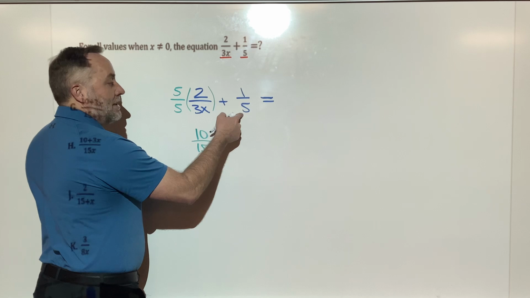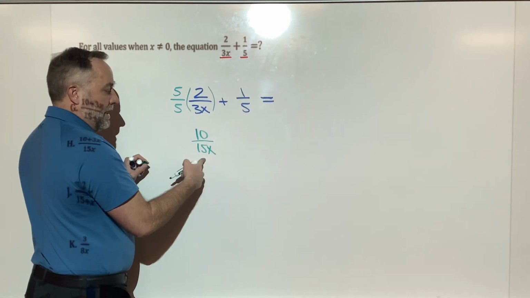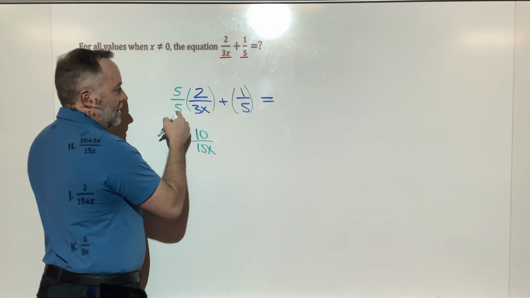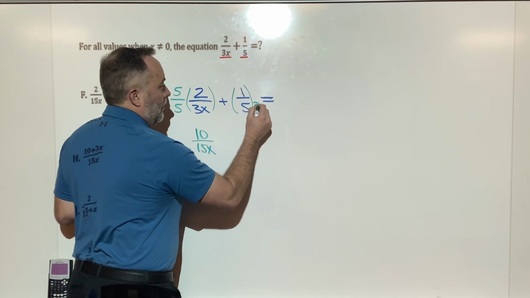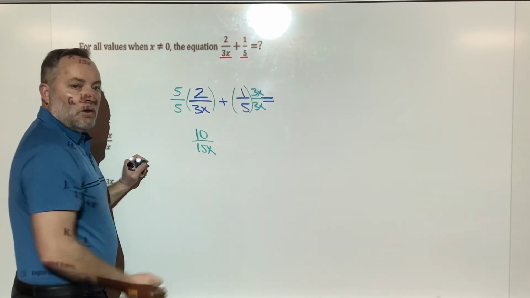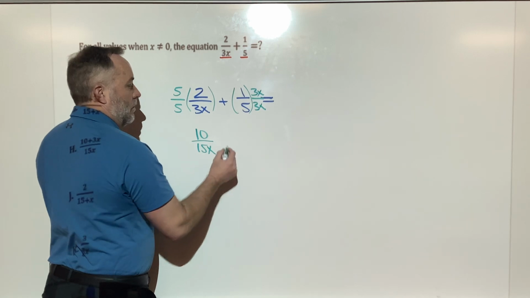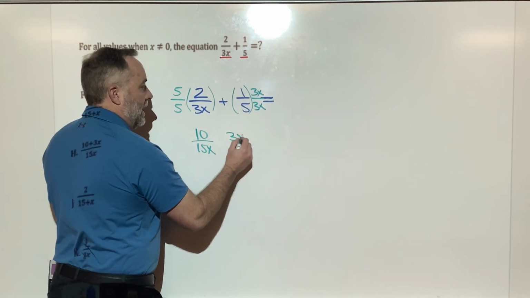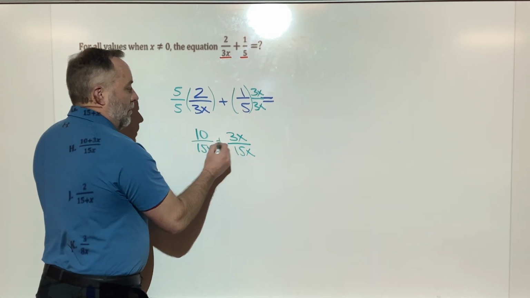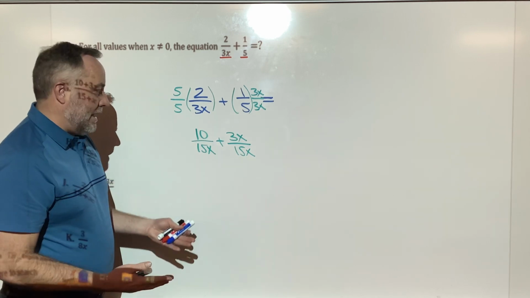We need to do the same for the second one. So what do we need to multiply the 5 by to make it 15x? Well, that's going to be 3x. And just like we did over here, whatever we do to the denominator, we must do to the numerator, because again, we're multiplying by 1 in that case. So on top, 3x times 1 is 3x, and 3x times 5 is 15x, and we're going to add those two values. Once we have a common denominator, we can add the fractions.